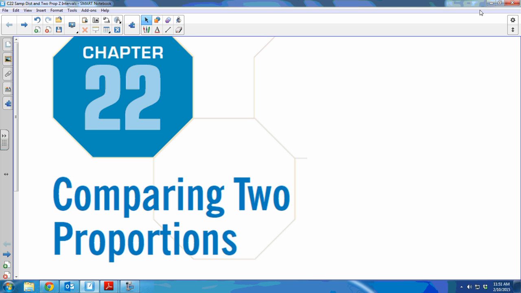Now, when I say two proportions, I do not mean, because some of you are probably thinking, well, we've had two proportions, they gave us a p hat and a p, and we did this and whatever. That's not what I'm talking about. I'm saying we have two completely separate groups and we're comparing them.